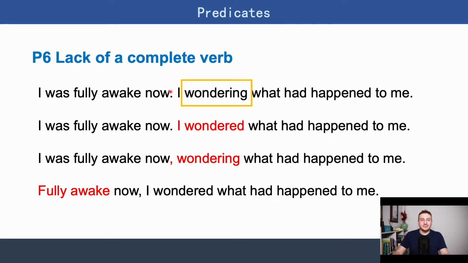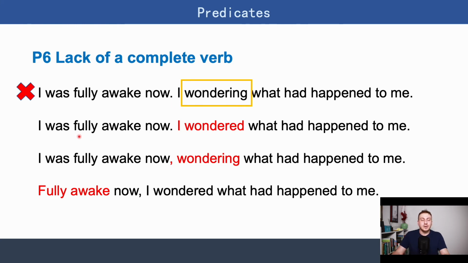Okay, now what is happening if there is a lack of complete verb? Let's look at this example. I was fully awake now, full stop, right? So I was fully awake now. This is a complete sentence, right? We have the subject, we have was awake, we have the verbs. Now, in the second sentence, we have I wondering what had happened to me. Now, the question is, why do we have ing here, right? So something is missing, something is not right.